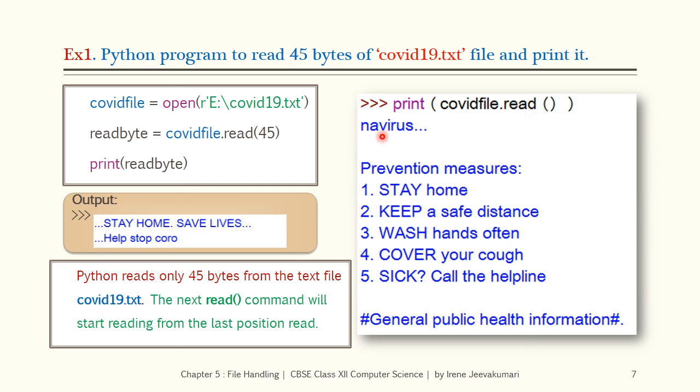So this was the last position. Here 45 bytes were read already. So the file pointer was there in the beginning of the 46th byte. So from the 46th byte, the entire contents of the covid19.txt file was read by the read function. So remember, the read function, when it is applied, reads from the last position read.